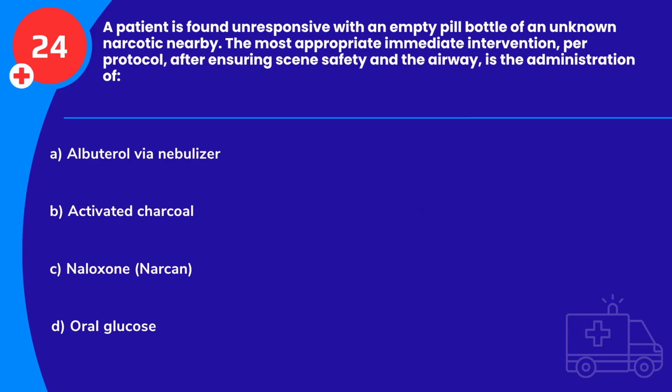Question 24. A patient is found unresponsive with an empty pill bottle of an unknown narcotic nearby. The most appropriate immediate intervention, per protocol, after ensuring scene safety and the airway, is the administration of A. albuterol via nebulizer, B. activated charcoal, C. naloxone, Narcan, D. oral glucose.